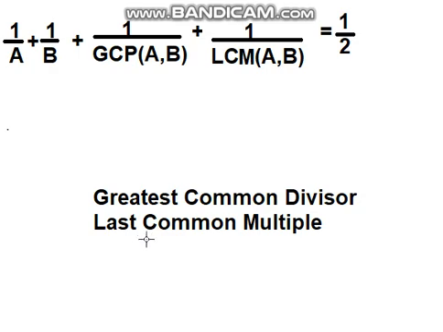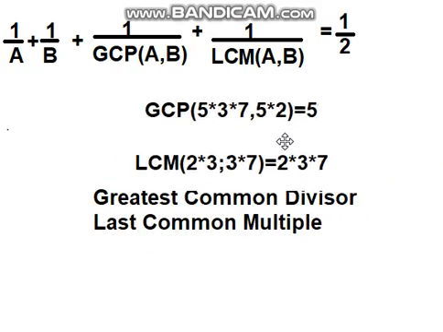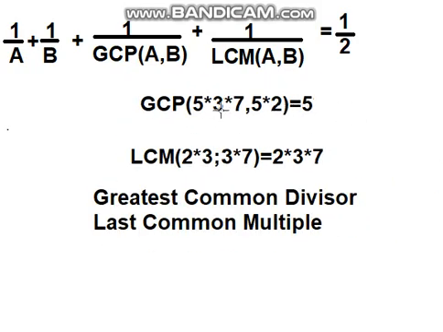Greatest common divisor and least common multiple. The greatest common divisor is the biggest number by which A is divisible and B is divisible. The least common multiple is the smallest number which is divisible by A and B. For example, like this.